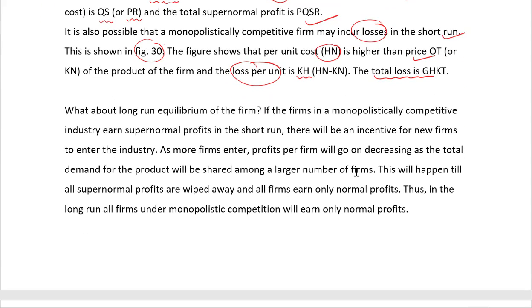We'll continue. What about long run equilibrium of the firm? If the firms in a monopolistically competitive industry earn supernormal profits in the short run, there will be an incentive for new firms to enter the industry. As more firms enter, profits per firm will go on decreasing, as the total demand for the product will be shared among a larger number of firms. This will happen till all supernormal profits are wiped away and all firms have only normal profits. Thus, in the long run, all firms under monopolistic competition will earn only normal profits.